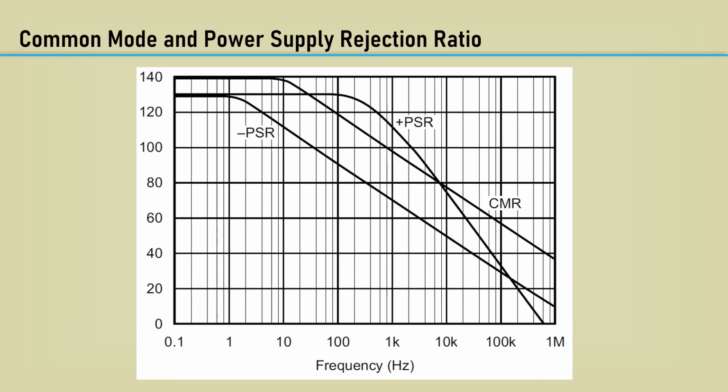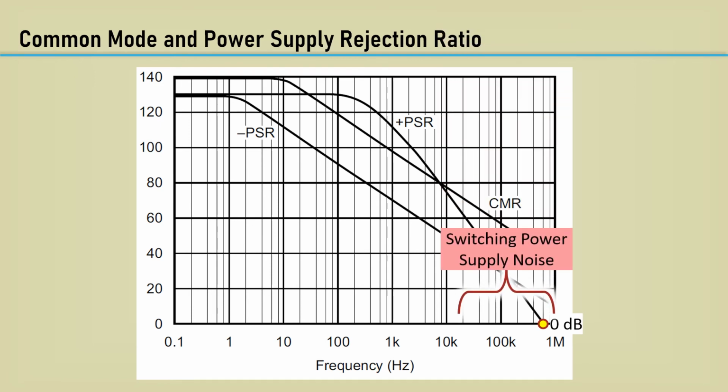The important part of this graph is to recognize that at higher frequencies, the rejection can go very low, like here for the positive supply, which is 0 dB at 160 kHz. Where you get in big trouble is trying to use switching power supplies, which typically have noise in this part of the spectrum. The op-amp will have little, if any, ability to reject that noise.